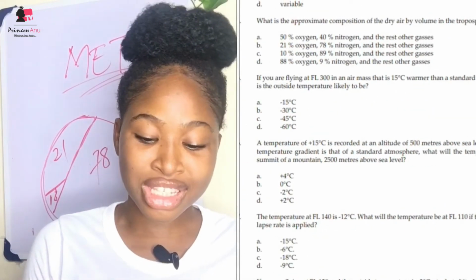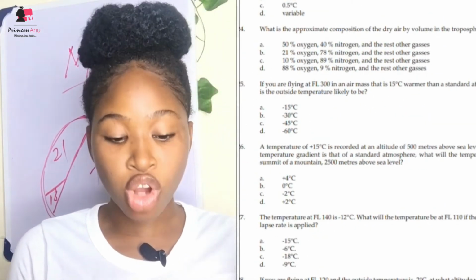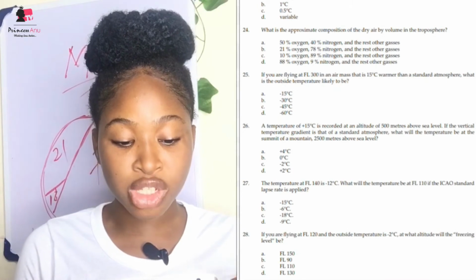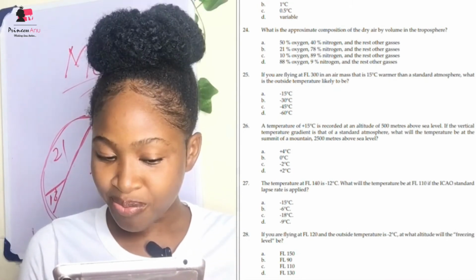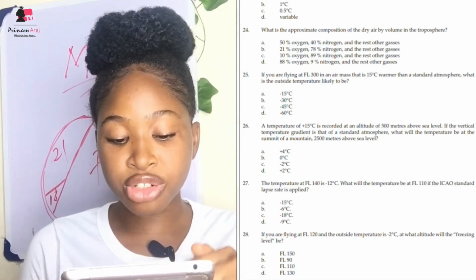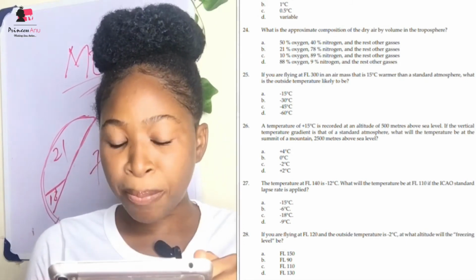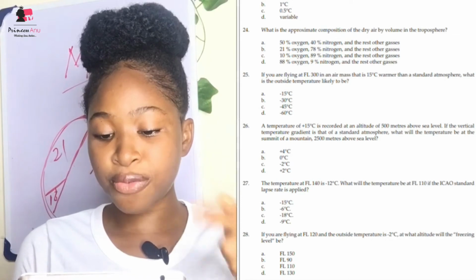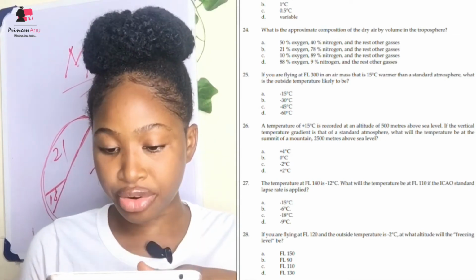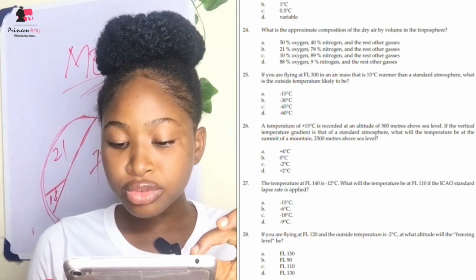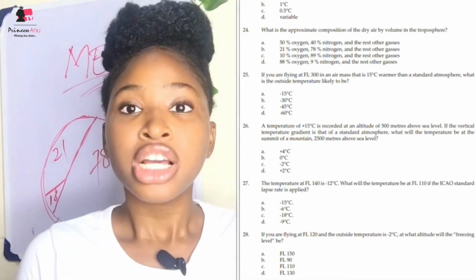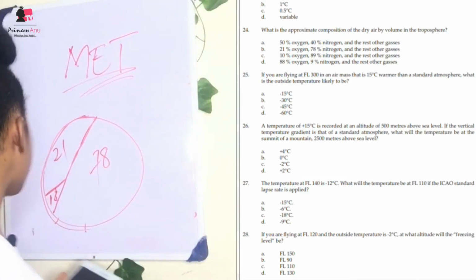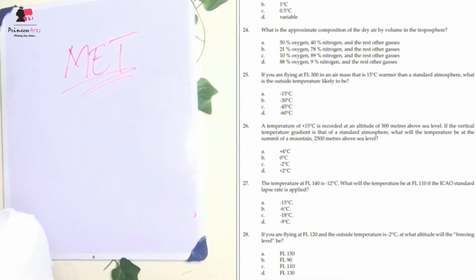Yeah, this one too is a slight calculation question, almost the same thing as the previous calculation question we did. The temperature at flight level 140 is minus 12 degrees Celsius. What will be the temperature at flight level 110 if the ICAO standard lapse rate is applied? So same thing, let's do it together.